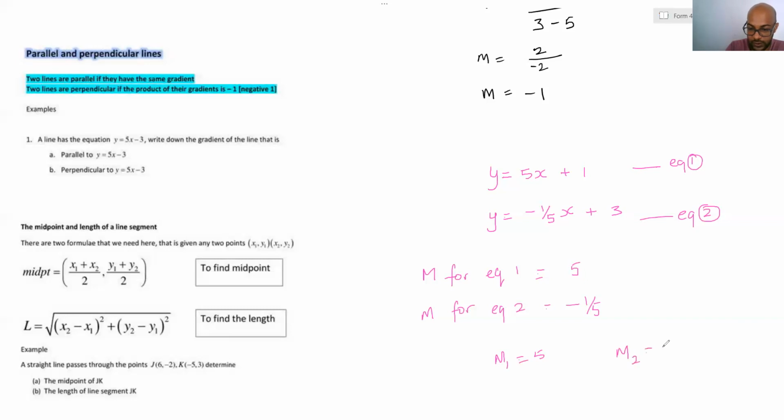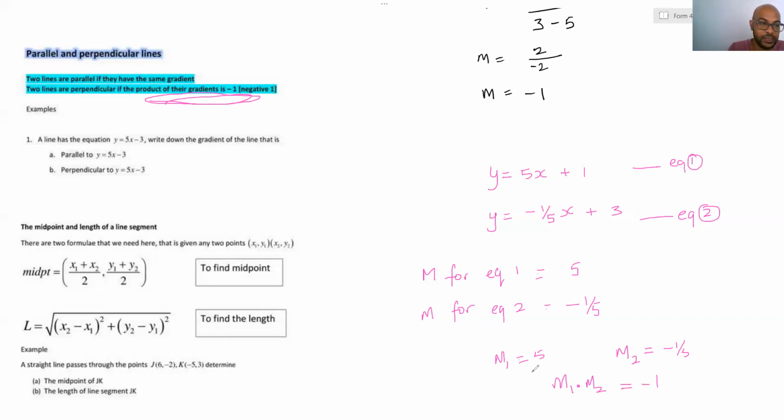M2 is equal to -1/5. The rule is saying that the product of the gradients here must be -1. See now? Product of the gradients. So if I take M1 and I multiply it by M2, I should get -1. Let's check that and see if that happens.